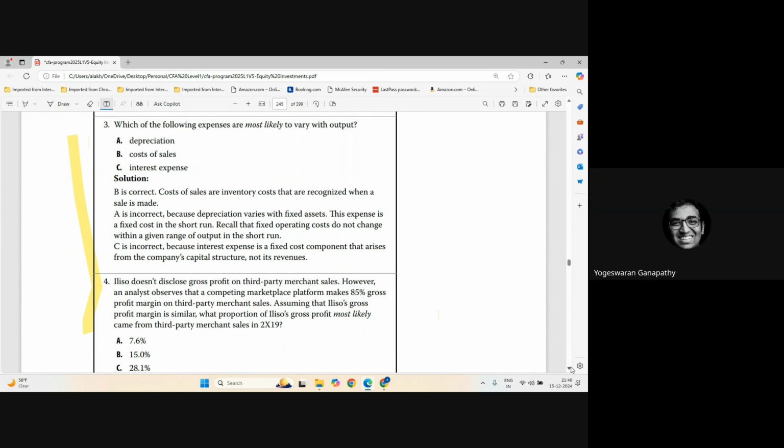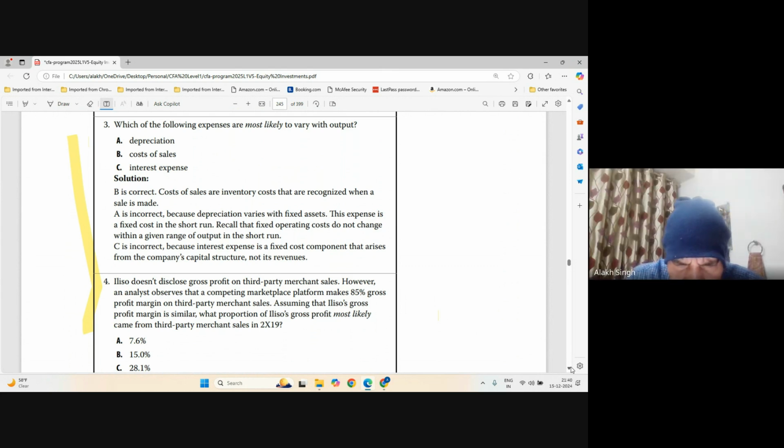Sir, if the public data is not available, by comparison with another company, they'll say it. No, it is talking about the industry. So the book has given you the industry information. The question asks, assuming that Eliso's gross profit margin is similar, meaning 85% on third-party merchant sales, what proportion?